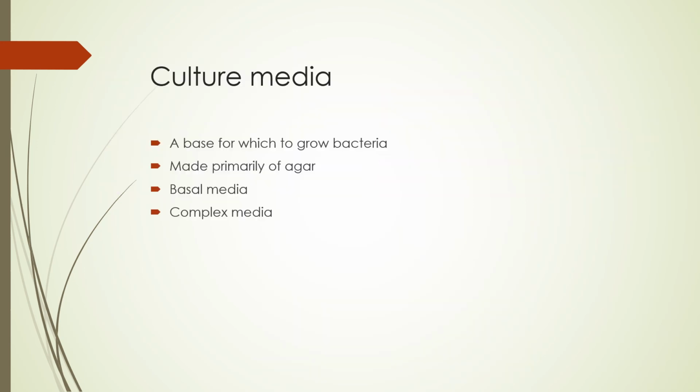Let's talk about culture media a little bit. This is a base on which to grow bacteria so we can identify the bacteria. They are made primarily of agar, which is a complex polysaccharide media. The media can be very basic, and that's called basal media, or it can be very complex as well. Let's look at the types of media in the next couple slides.